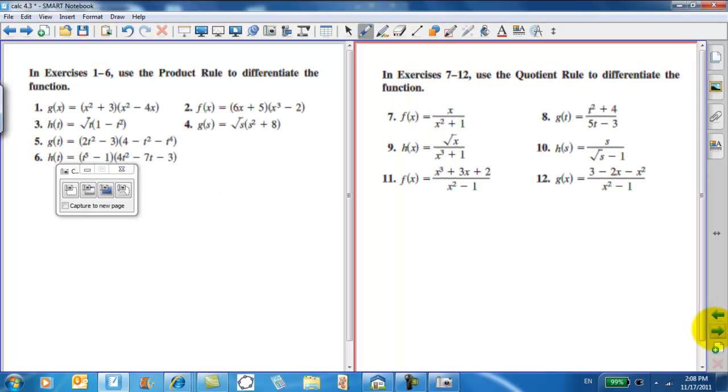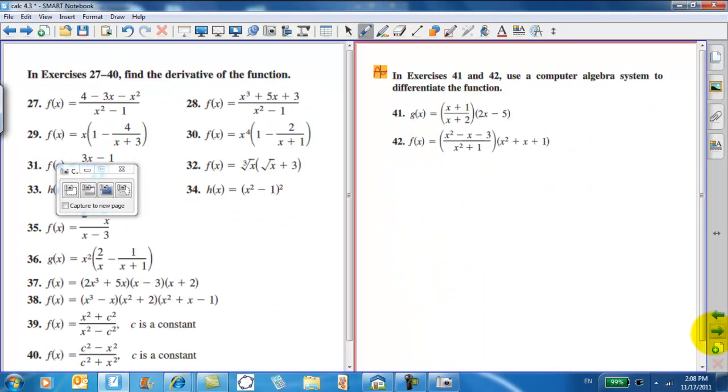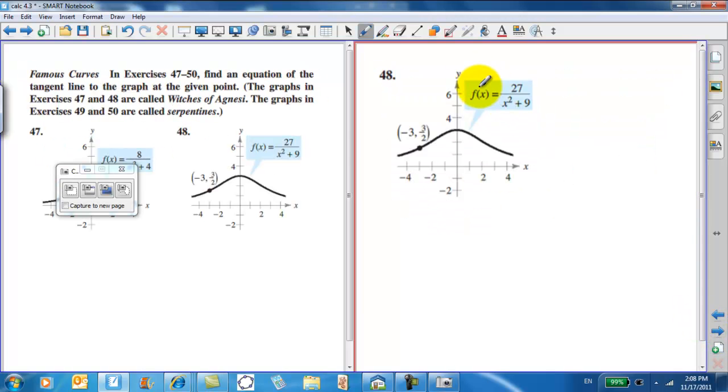Now there are some exercises I want to look at here that get a little challenging, so I already set them aside. Let's look at this one first. This is the Witch of Agnesi, number 48. Find an equation of the tangent line of the graph at the given point. So we want to find the tangent line right here. It looks like it's going to be a positive tangent line.